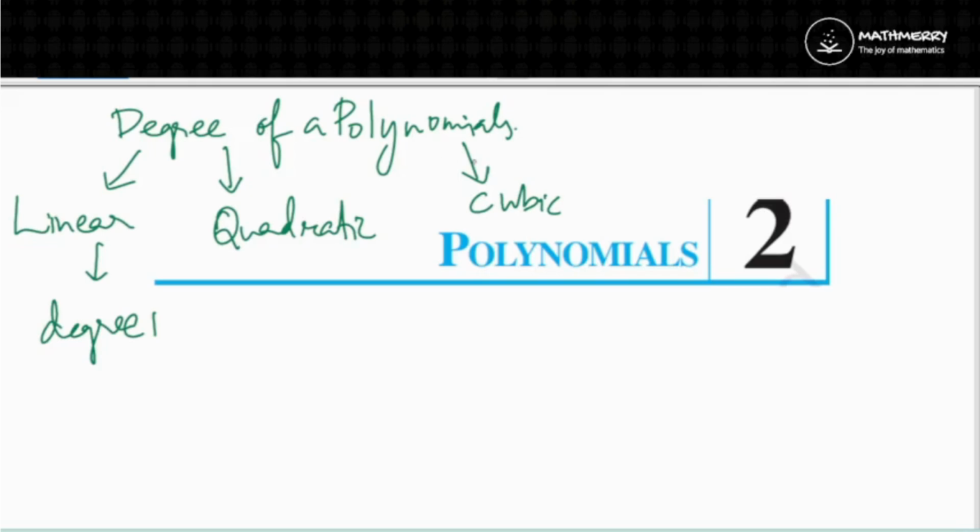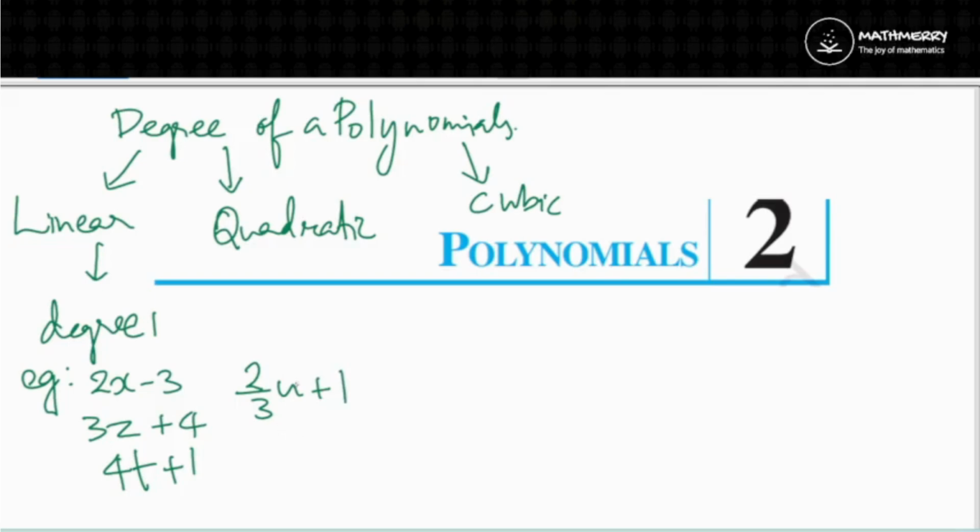What we call the degree of a polynomial is the highest power in the polynomial. If it is a linear polynomial, the examples are 2x minus 3, and also 3z plus 4, and also 4t plus 1, or we can say 2 by 3 u plus 1. Here the only condition is that the power of the variable should be 1. Such polynomials we call linear polynomials.